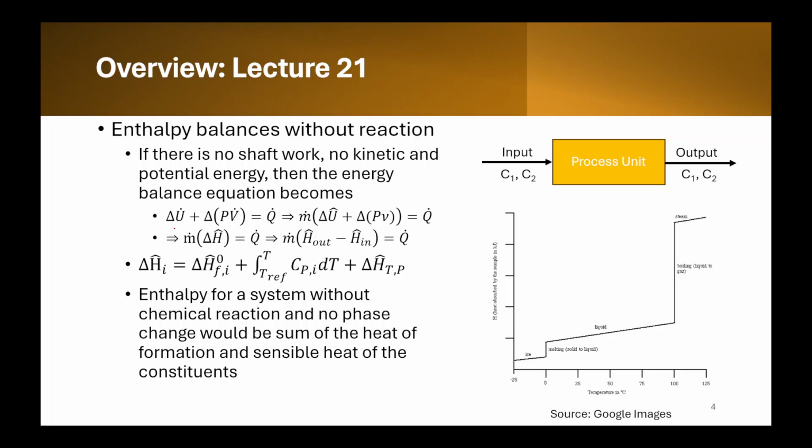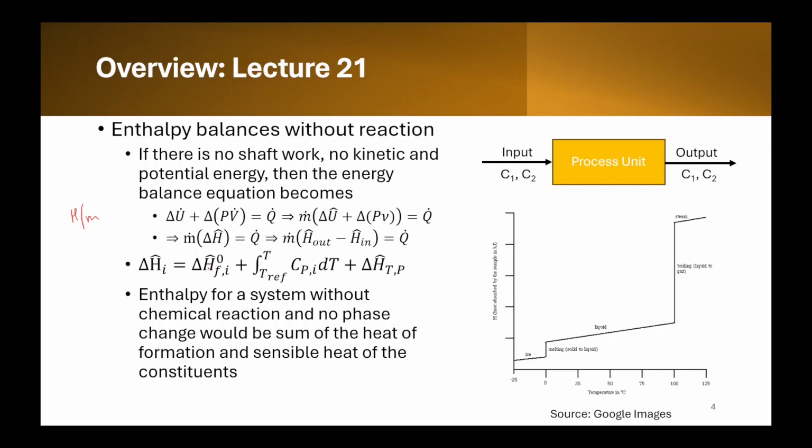So you can expand delta U, you can expand this delta PV term, and also take m dot as common. Here you can write this term as enthalpy. So that is what is written here. And delta H cap is again H by mass. So m dot times H out cap minus H in cap is equal to Q dot. And this delta H can be computed using this relation.